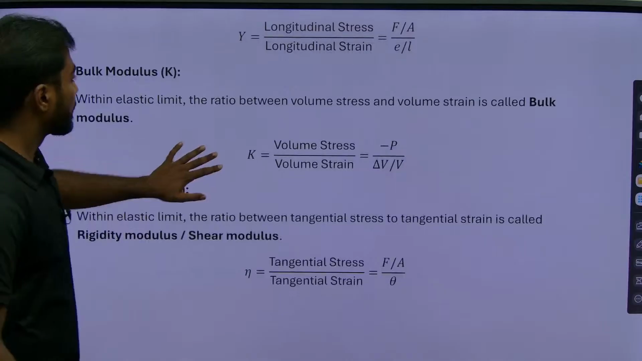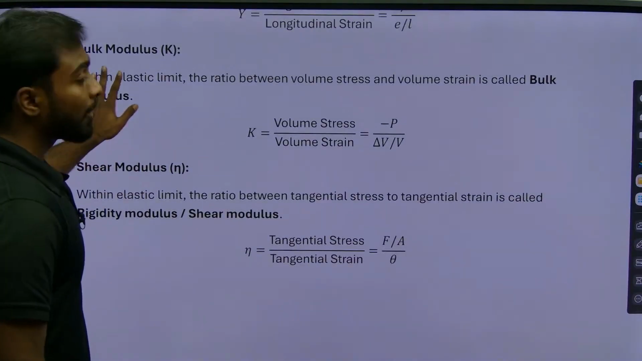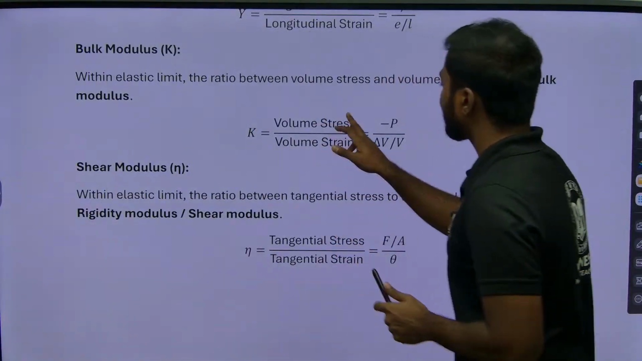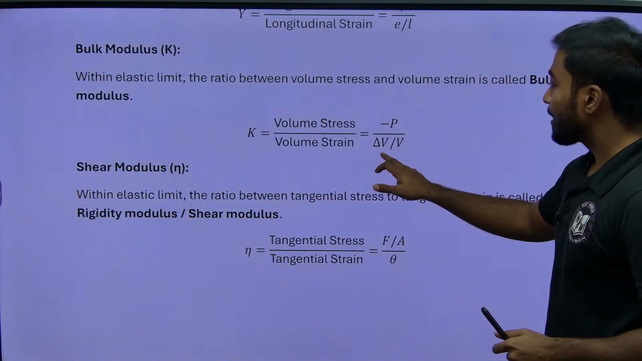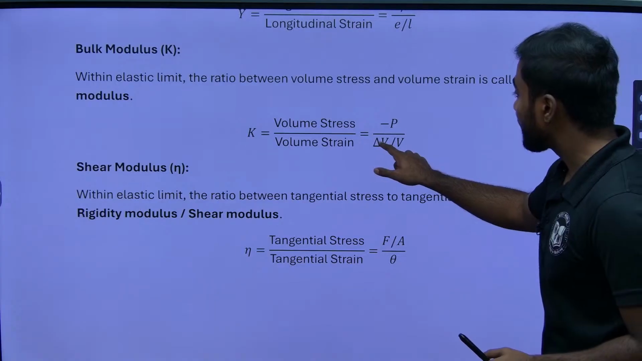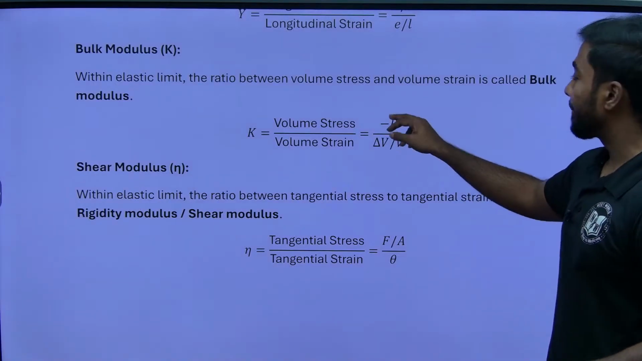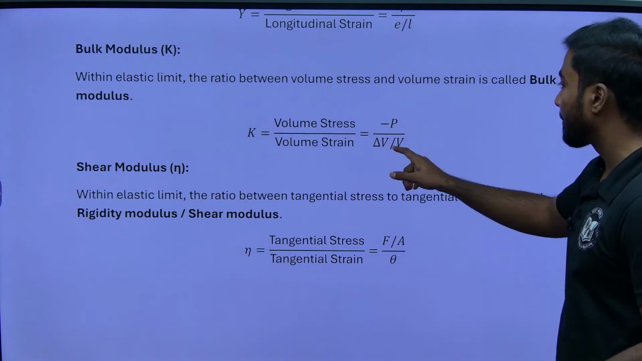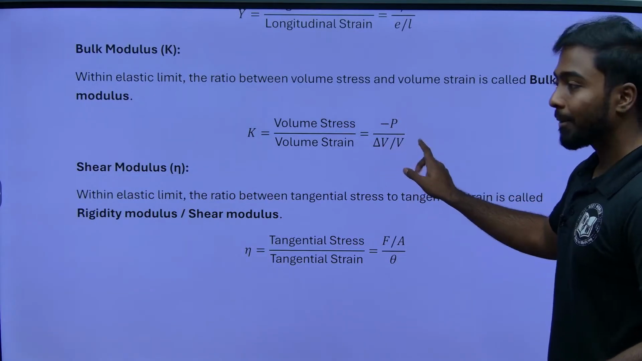Fine. So when we talk about bulk modulus, it is volume stress by volume strain, minus P by delta V by V. So we have taken minus P here, minus delta V by V. The minus sign mentioned in the numerator or denominator is the same. So minus P by delta V by V.